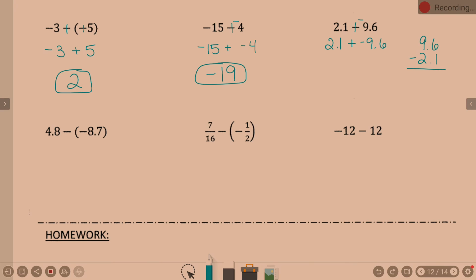I line up my decimals. 6 minus 1 is 5. 9 minus 2 is 7. What type of 7.5? Positive or negative? 9.6 is larger and negative. Almost forgot to write. Negative 7.5.